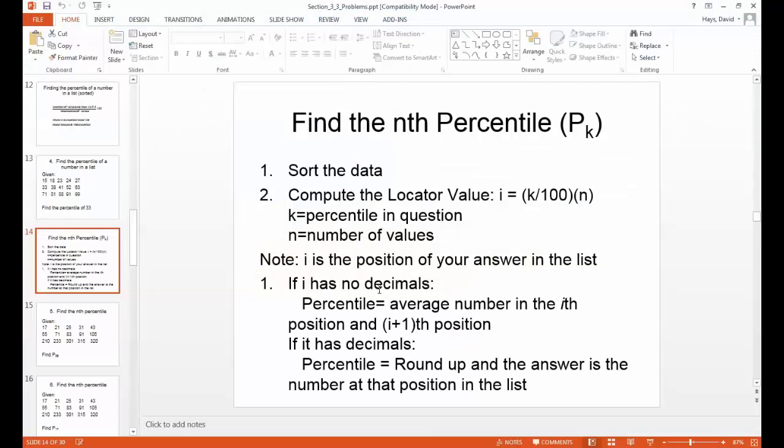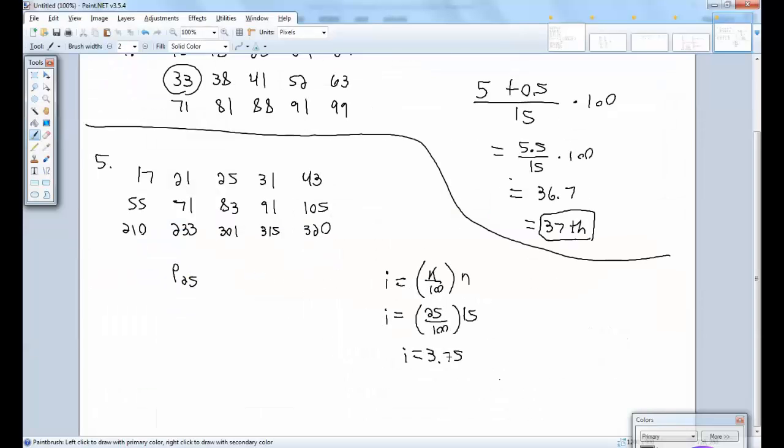If I has no decimals, then you do this. If it has decimals, then you do this. Well, we have decimals, so let's come down here. Percentile says round up, and the answer is the number at that position in the list. Now, round up means no matter what your decimal is, you always go up to the next whole number. So if this was still 3.01, we would still round up to 4. And this right here tells us what our answer is.